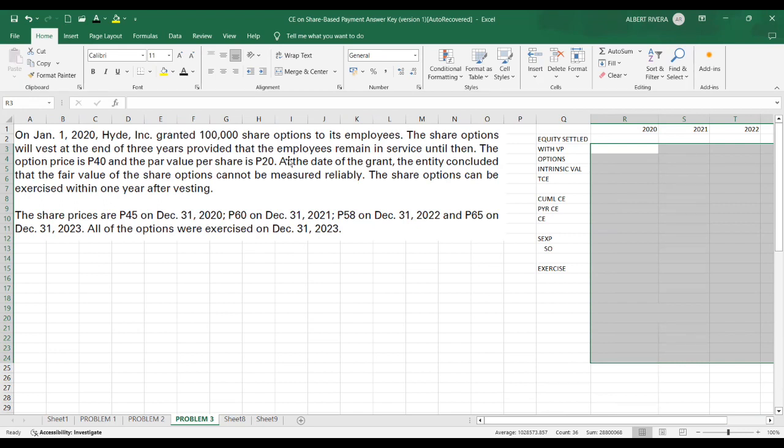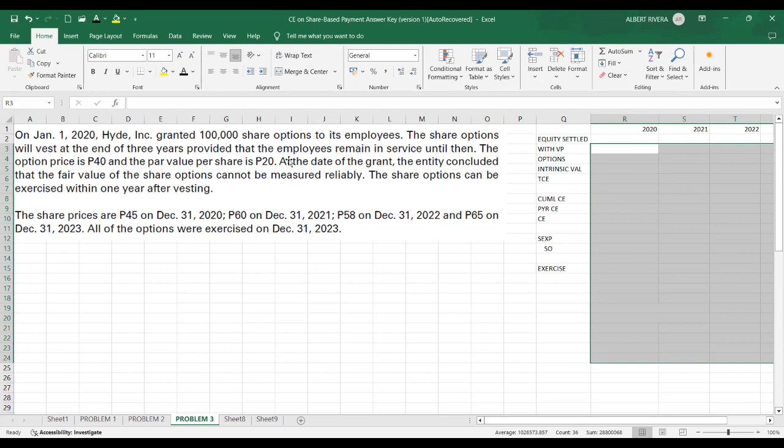Again, the option price is 40 and the par value of the share is 20. Okay, so the option price is 40. Tandaan mo, baliktad yung pagkakasulat, unlike kanina na una si par and after citing the option price. Okay? So here, the option price is 40 and the par value is 20. At the date of grant, the entity concluded that the fair value of the share options cannot be measured reliably. The share options can be exercised within 1 year after vesting.